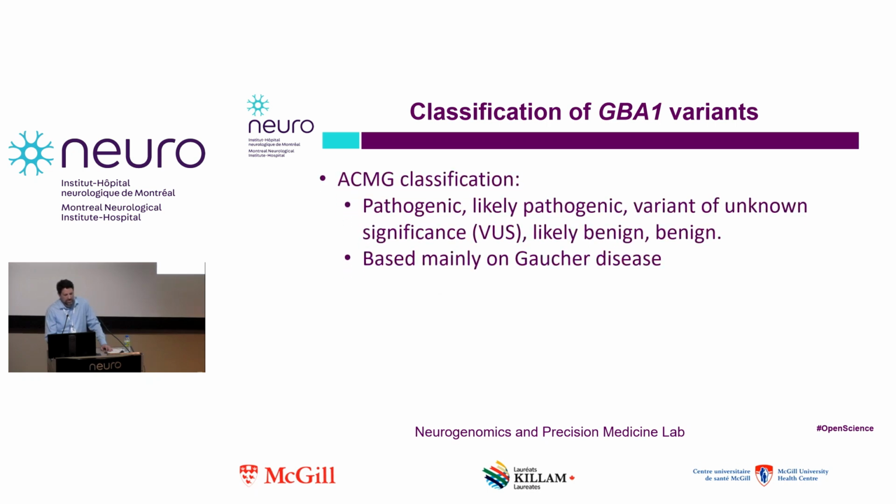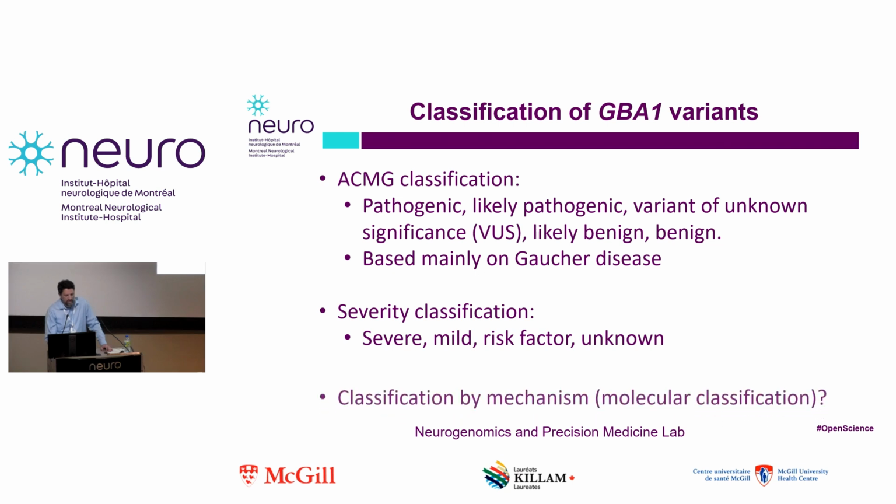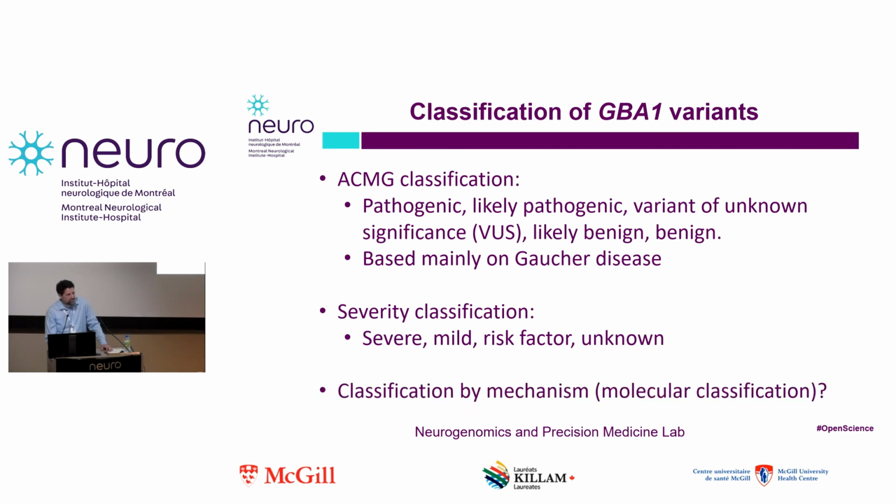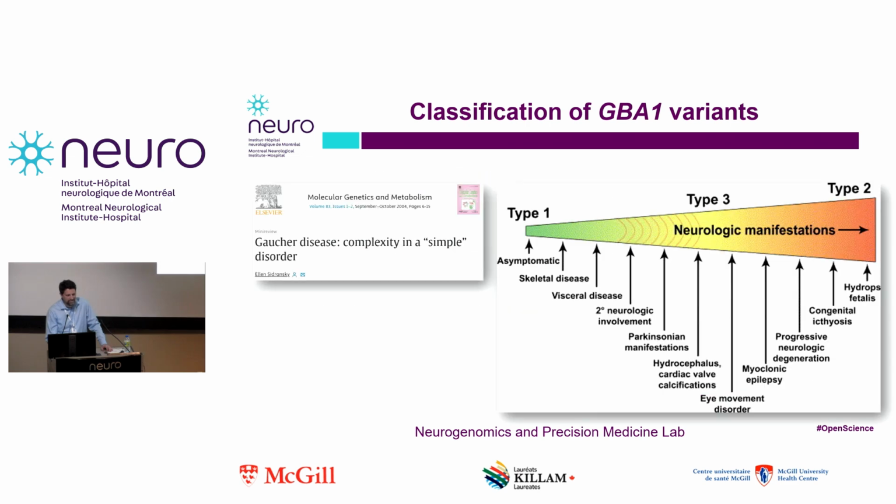So when I talked yesterday about classification of variants, we talked about the ACMG classification, and we talked about the severity classification, which I'll just remind very quickly. But I want to bring up another classification that could and should be very important when we think about trials and when we think about drug development, which is classification by mechanism or molecular classification.